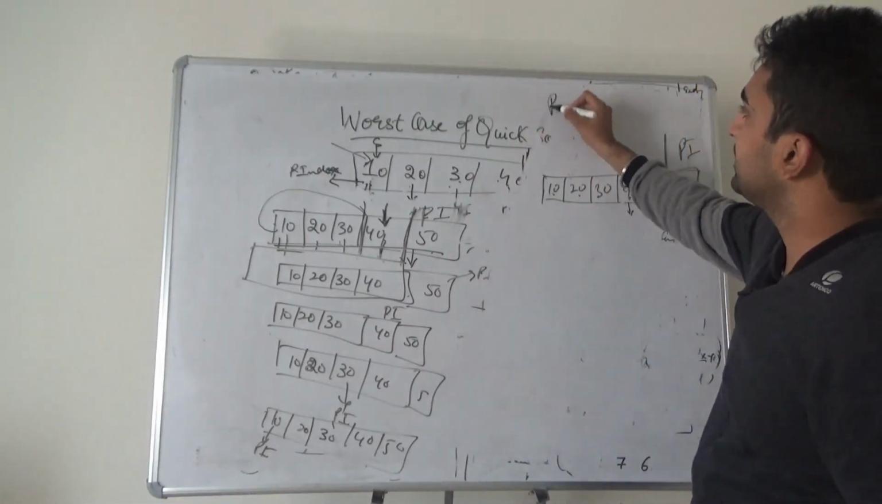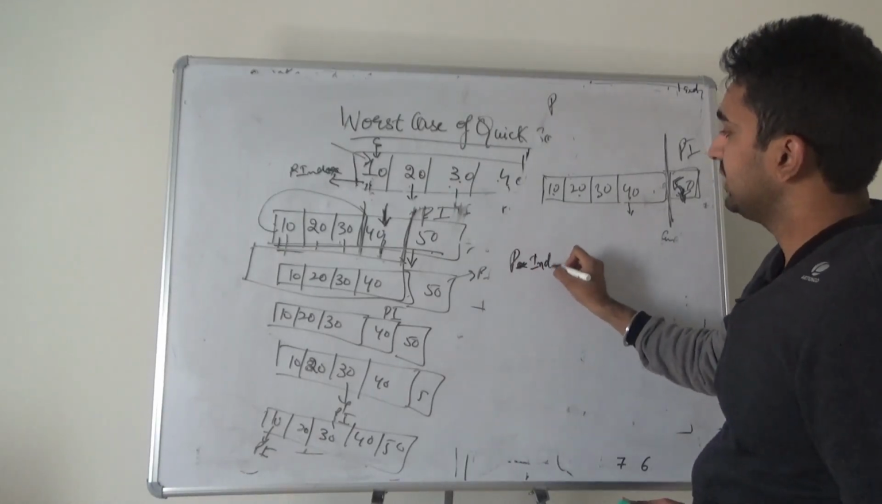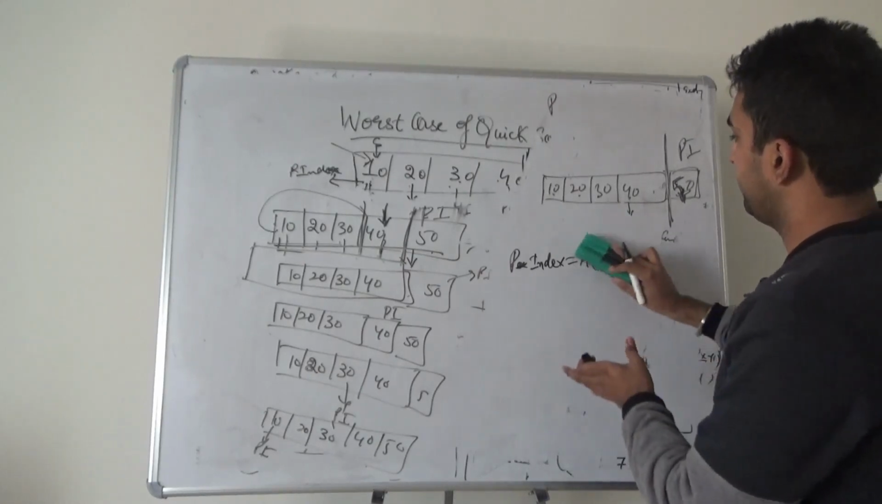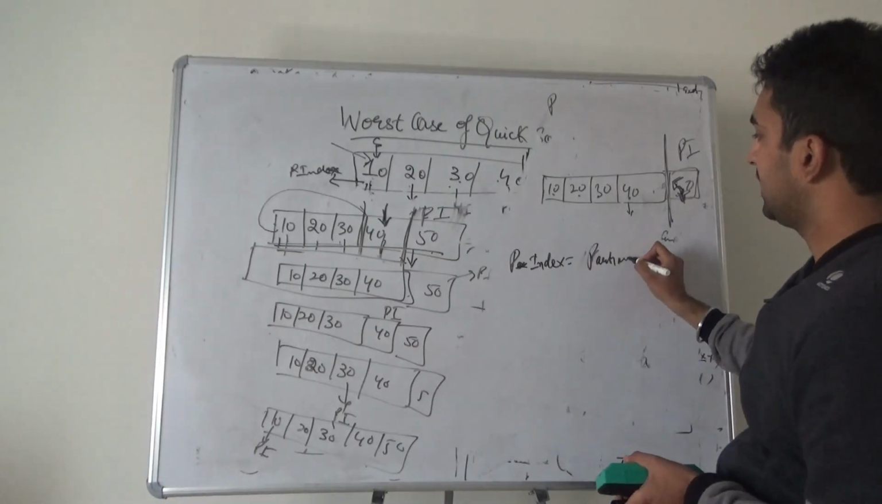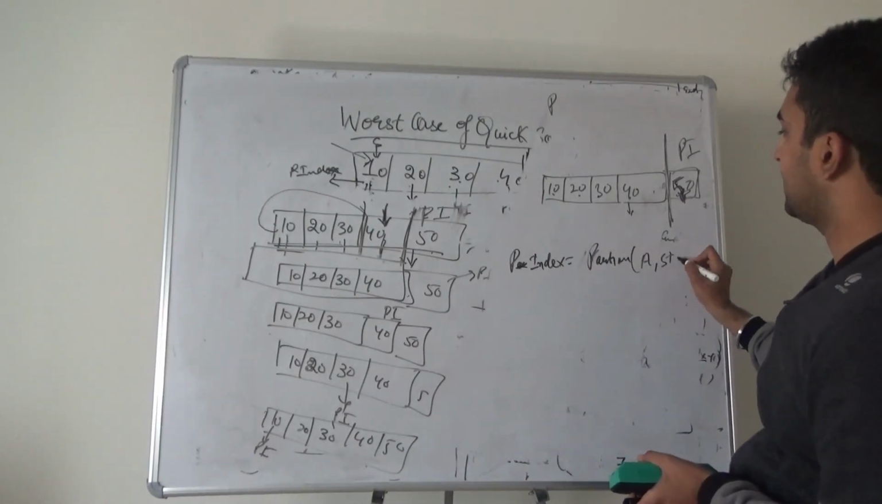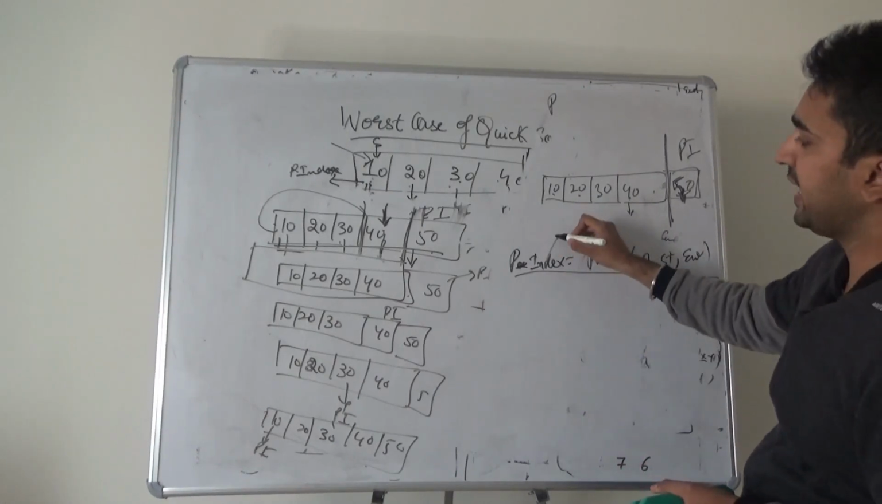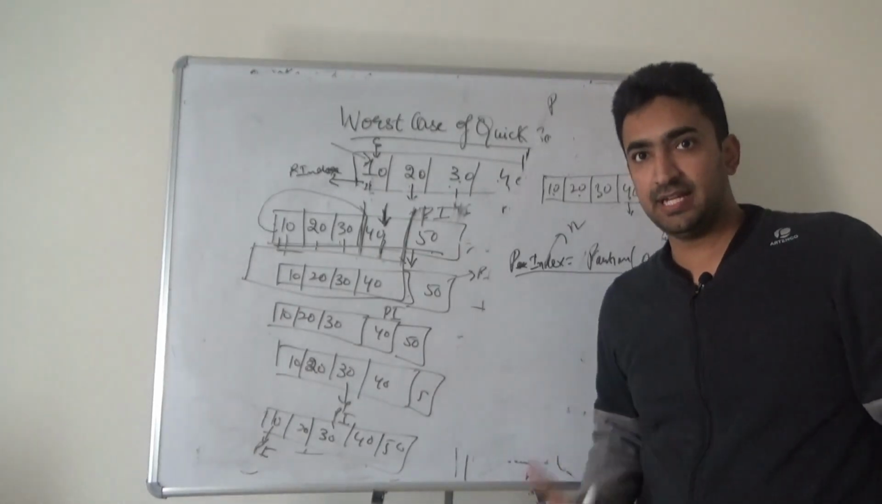So if I am writing this code, the P index gets its value from the partition function, which takes the array, start and end. This is definitely going to run for n times.